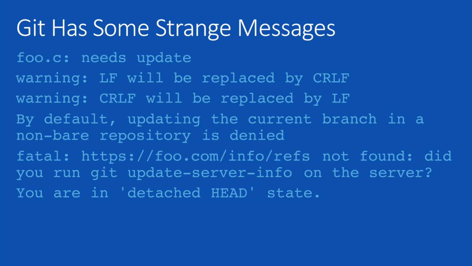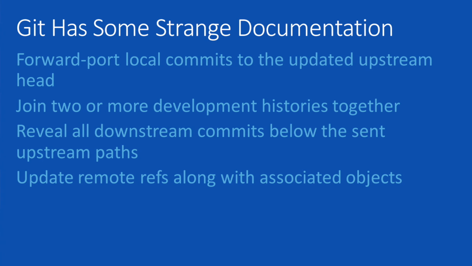And if you want to try to avoid this and read the man pages, read the documentation, it's not necessarily helpful. I work on Git. I deal with the bits in the Git repository on a daily basis. I don't know what the first one means. If you told me that a command was going to forward port local commits to the updated upstream head, I would look at you like you'd grown another head. That makes no sense to me, and I know exactly what that command does. That's the rebase command, by the way.